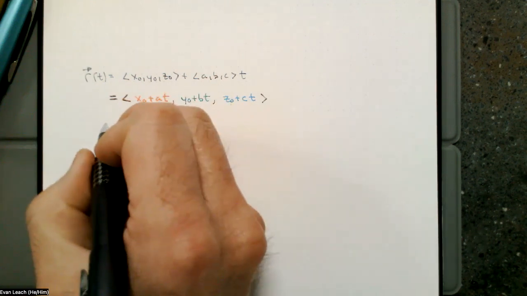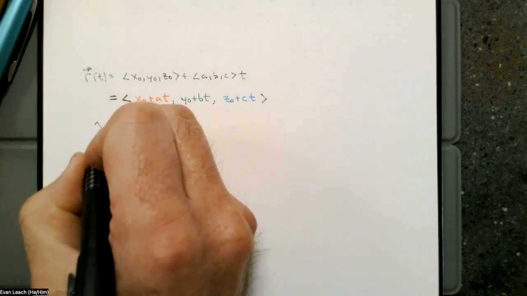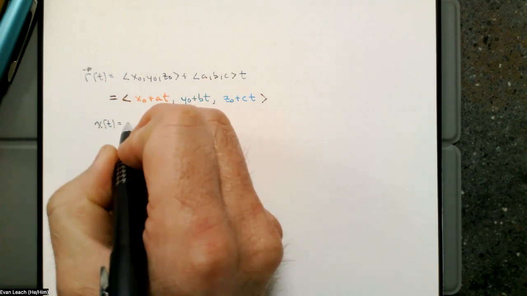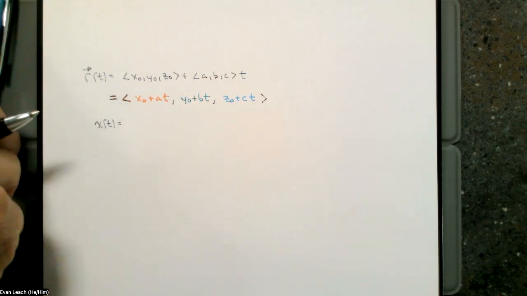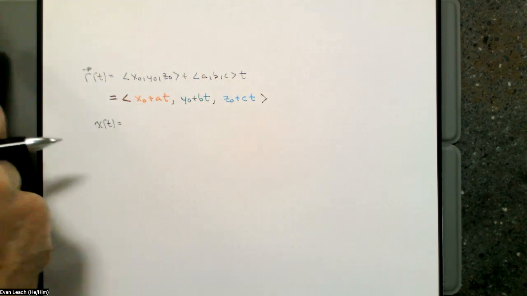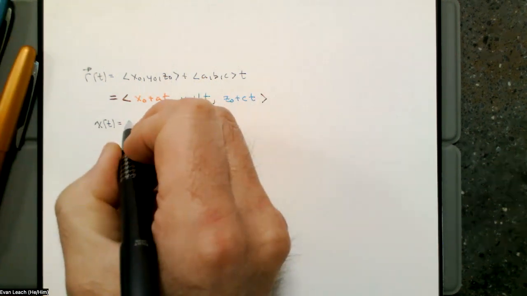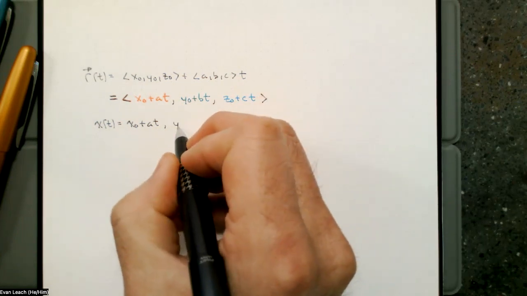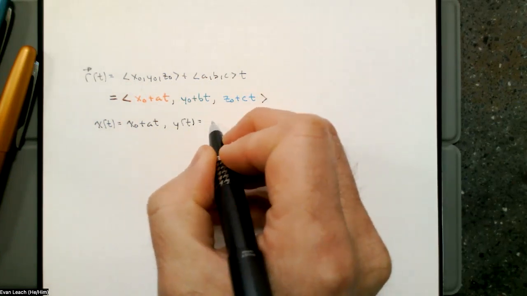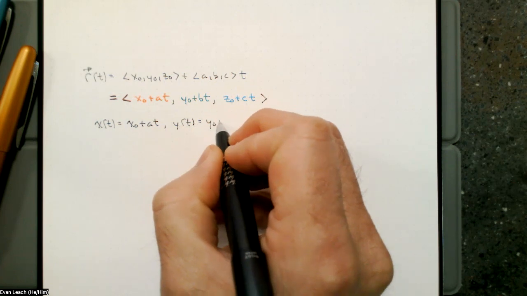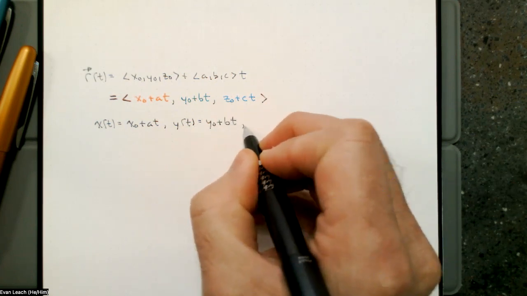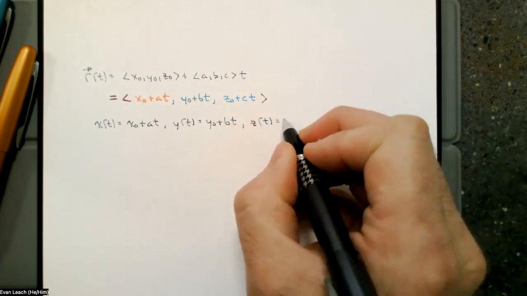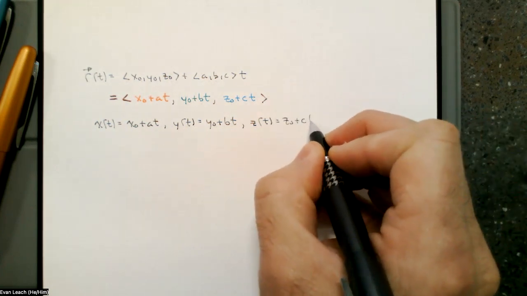X is a function of t, is just x naught plus a times t. Y as a function of t is just this linear equation, y naught plus b times t. And z is a function of t is z naught plus c times t.